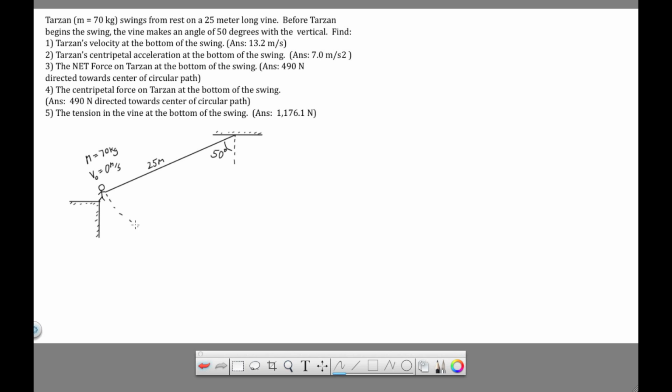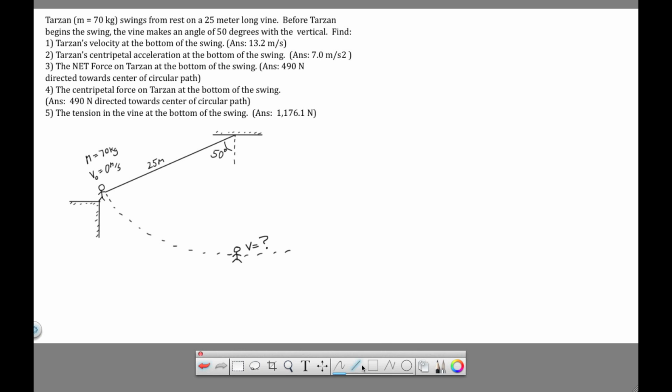Tarzan's going to swing down, and the first thing we're asked to find is his velocity when he's at the lowest point. So here's Tarzan at the bottom of the swing. Now this first question is actually not even a circular motion problem. This is a conservation of energy problem. This goes back to conservation of mechanical energy.